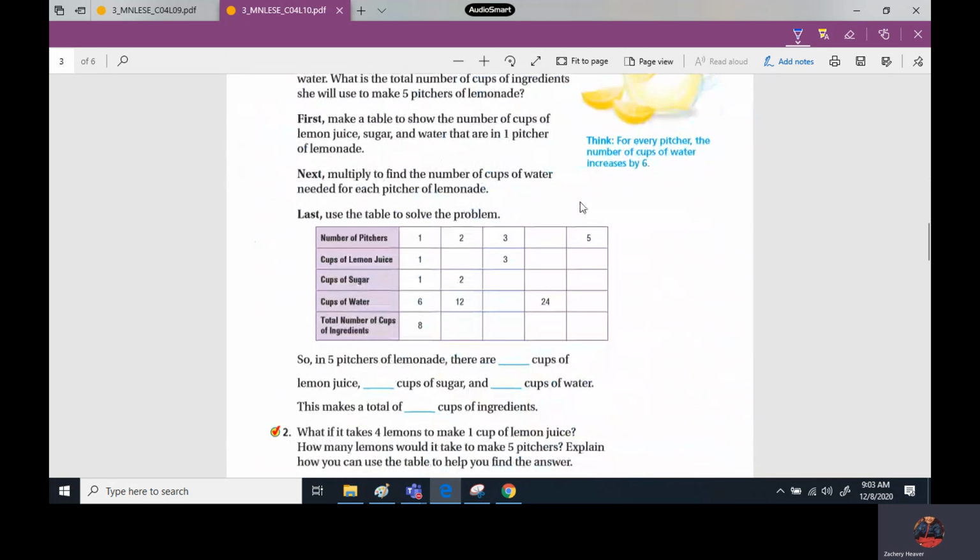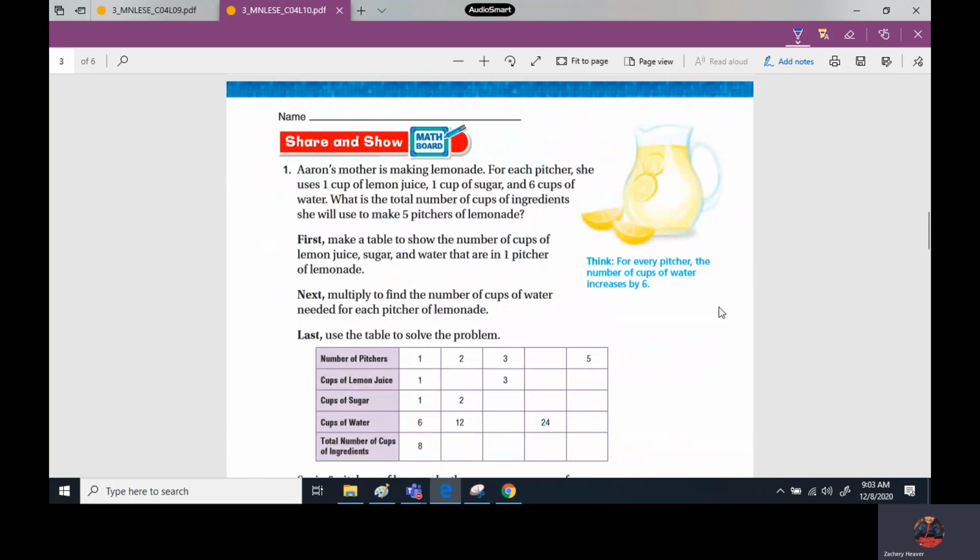All right. So the next page says, Aaron's mother is making lemonade. For each pitcher, she uses 1 cup of lemon juice, 1 cup of sugar, and 6 cups of water. What is the total number of ingredients she will use to make 5 pitchers of lemonade?